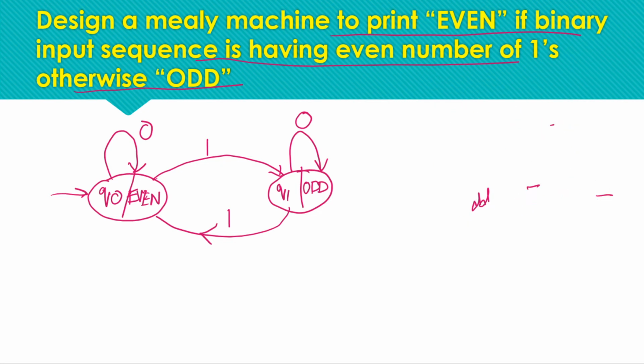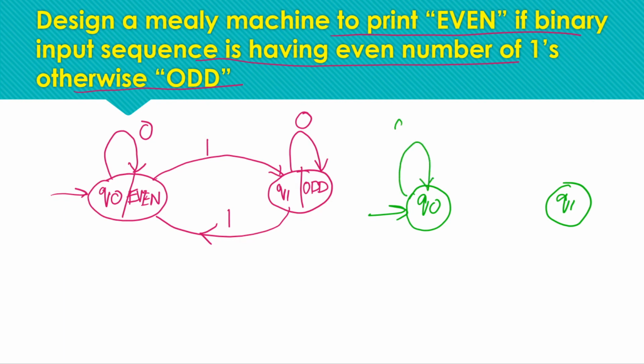Next, let's draw the Mealy machine. One approach is to simply mark the transitions over the states and mark the output over the transitions, and the Mealy machine is ready. Here we have two states, Q0 and Q1. We just need to mark the transitions over the states. So for 0, here we have even.